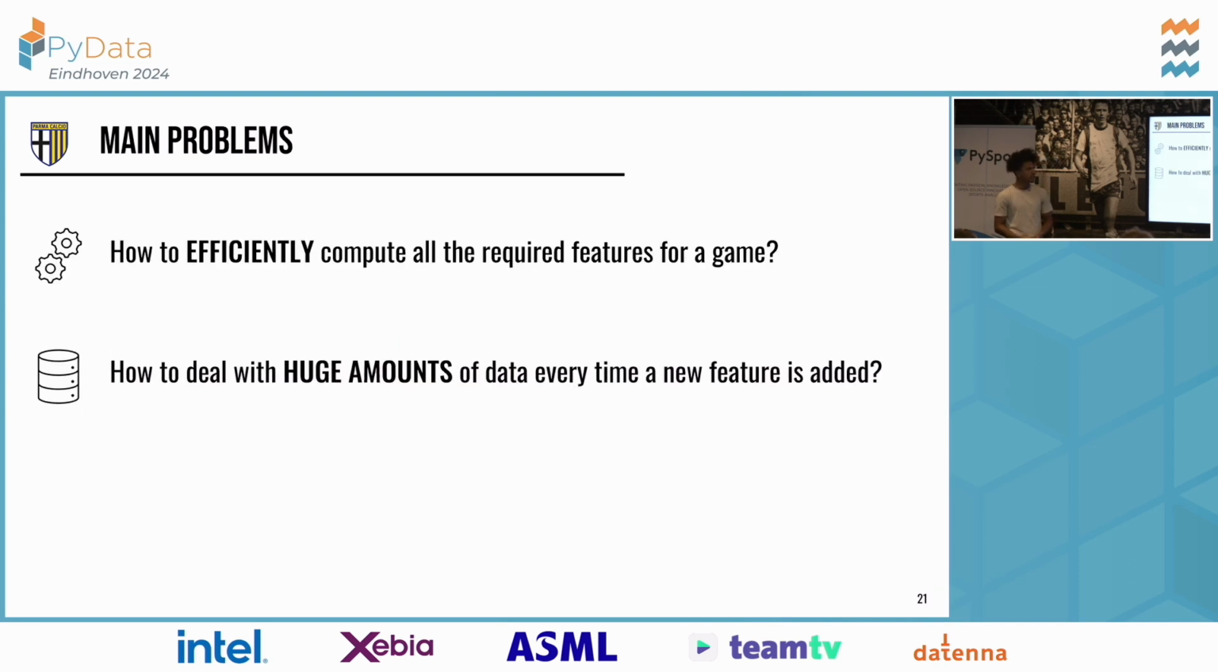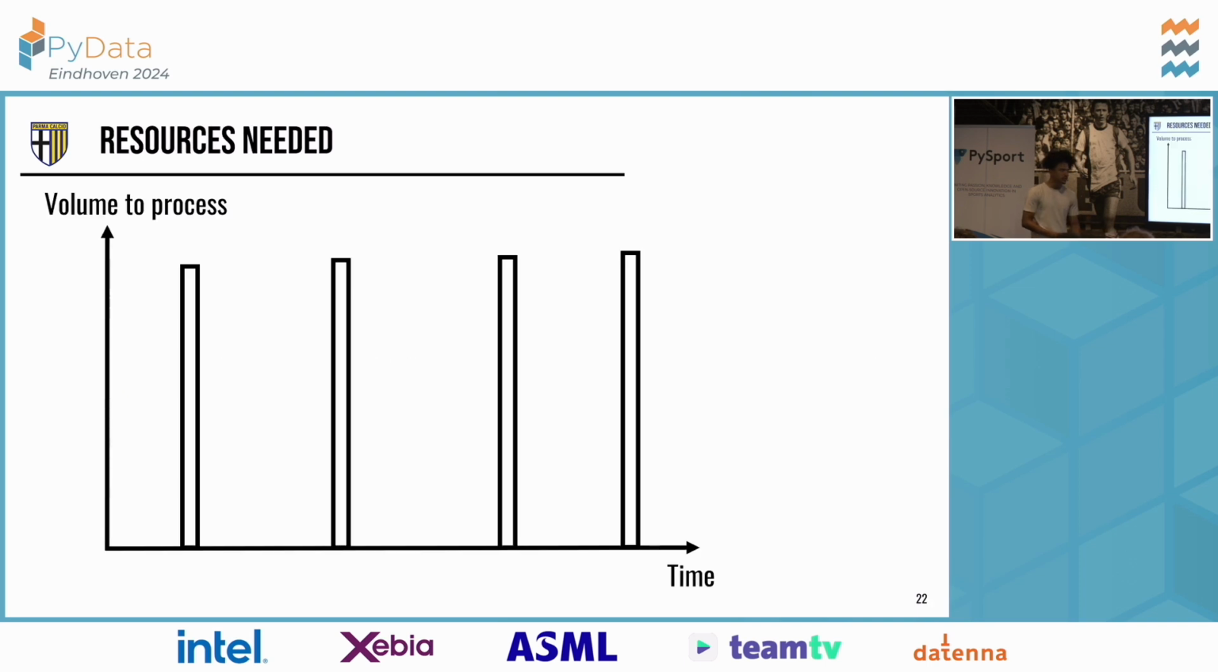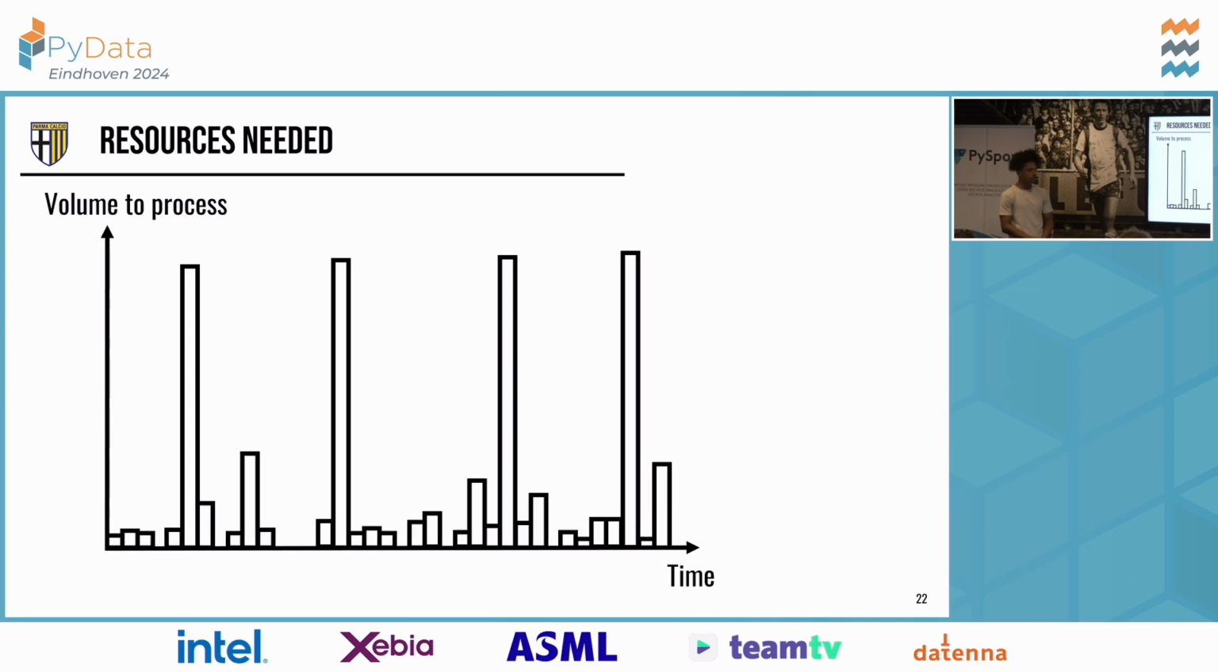So yeah, how to deal with huge amounts of data every time a new feature is added. Because every time a new feature is added, we need to process again all games. And this is illustrated here. We have here the volume to process, and it's very high when we want to process every game. But also we have a continuous flow of games arriving daily because football never stops.